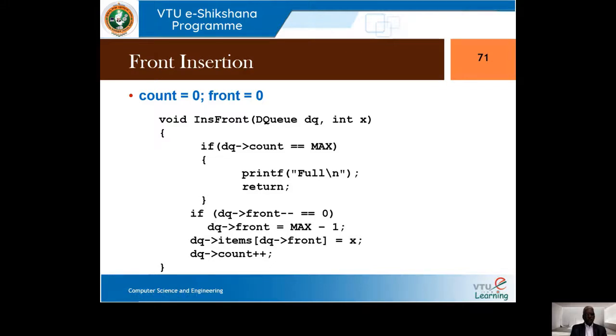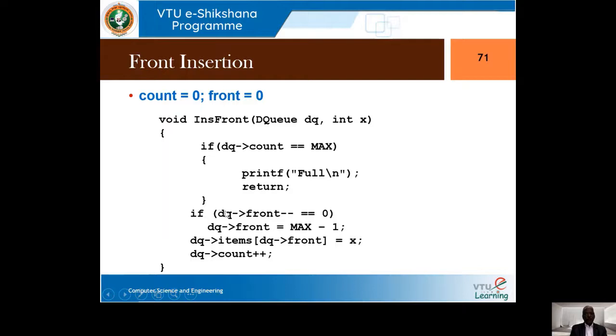As usual, you can see the function handles exception cases like queue full. Again, we will maintain a global variable called count in order to keep track of how many elements are currently in the double-ended queue, and if it is equal to max, that's the size of the queue, obviously we cannot insert.